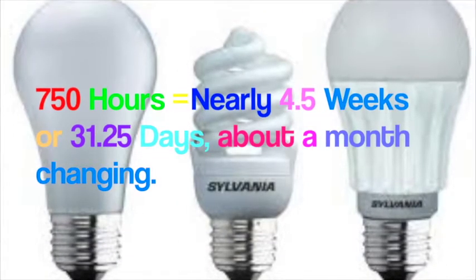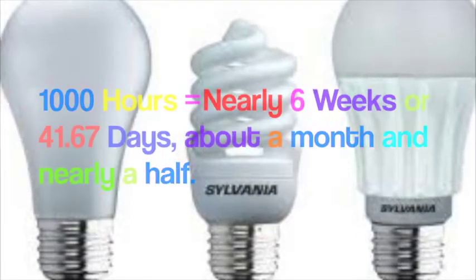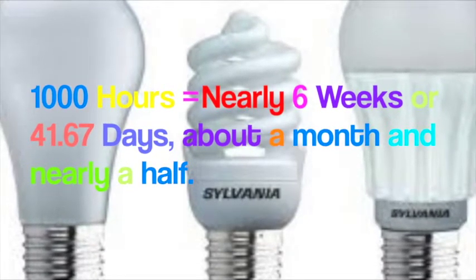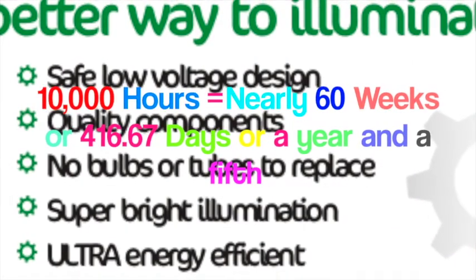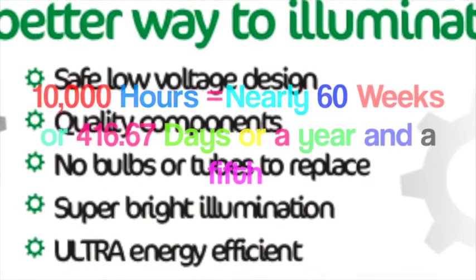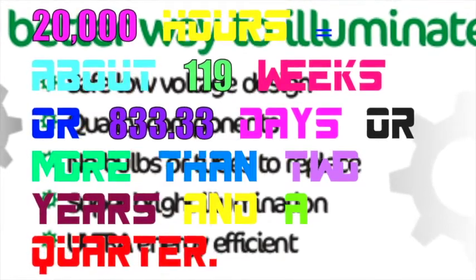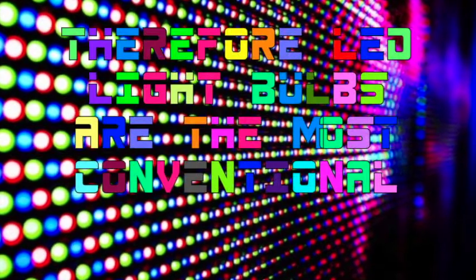750 hours equals nearly 4.5 weeks or 31.25 days, about a month changing. 1,000 hours equals nearly 6 weeks or 41.67 days, about a month and nearly a half. 10,000 hours equals nearly 60 weeks or 416.67 days or a year and a fifth. 20,000 hours equals about 119 weeks or 833.33 days or more than 2 years and a quarter. Therefore, LED light bulbs are the most conventional, as it is 80% more efficient in brightness and 26.67% more durable than traditional incandescent light bulbs.